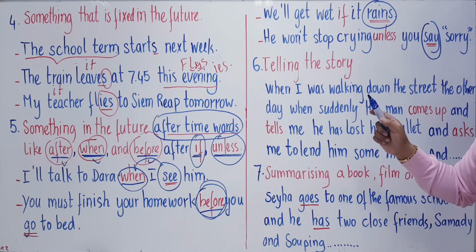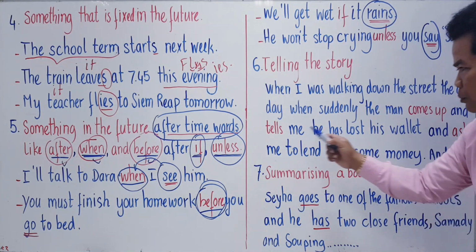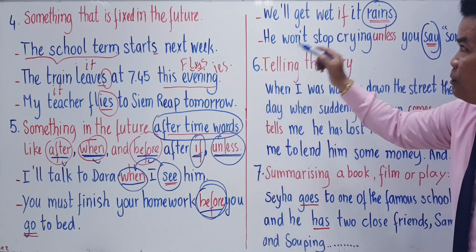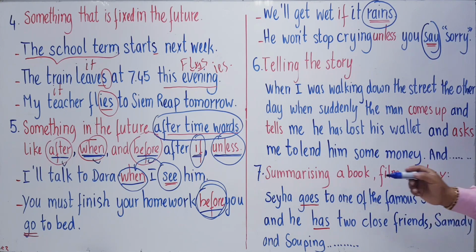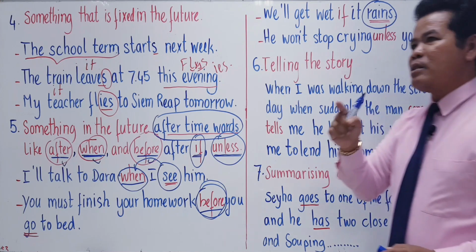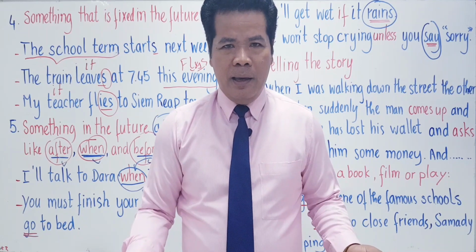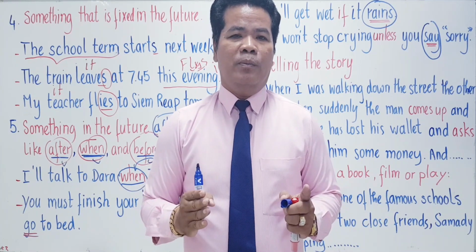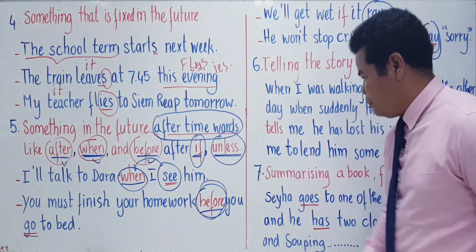The last one of using present simple tense. Okay? We use present simple tense to talk about summarizing the book, the film, or play. When you want to summarize the film, the book, or the play, you can use present simple. Okay? Now look at the example.